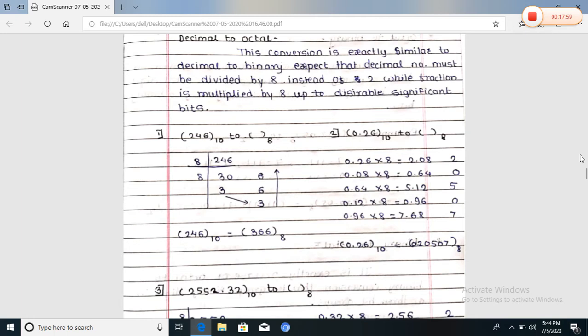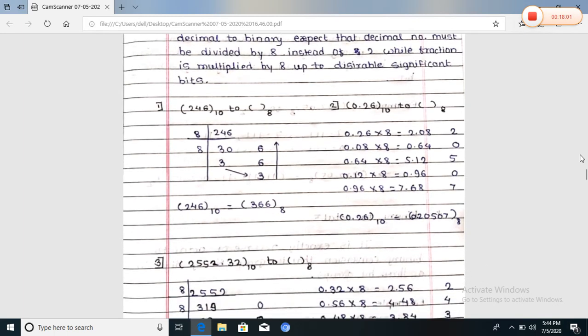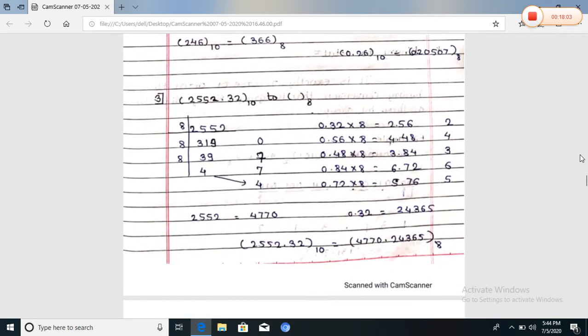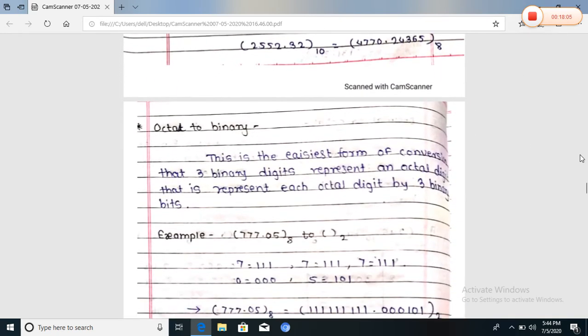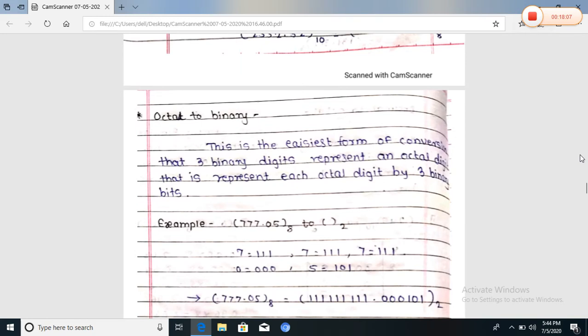This is the first example for a decimal to octal number system. Next, octal to binary. An octal number in a binary number system is represented by 3 digits, and each octal digit is represented by 3 binary digits. 7 is 1 1 1.